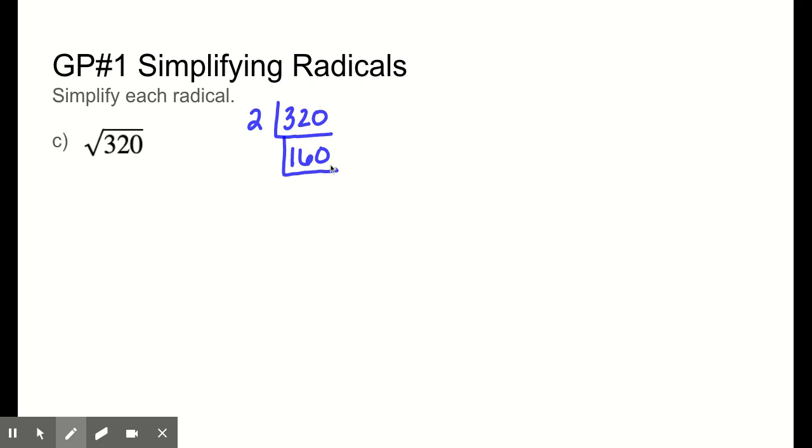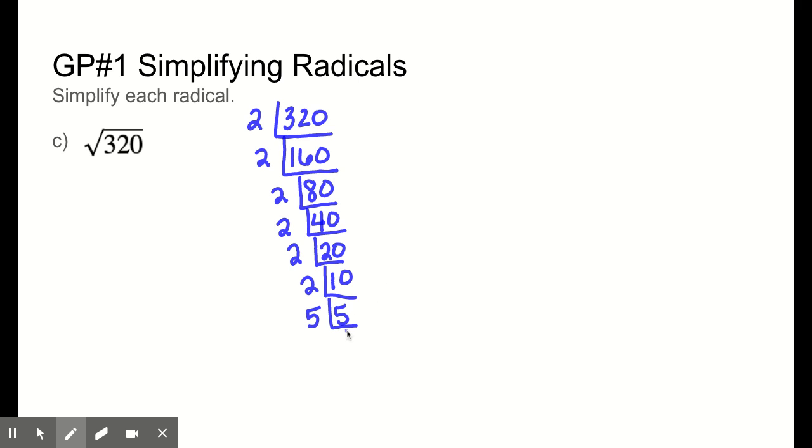Another even number, divide by 2 again. 160 divided by 2 is 80. Divide by 2 again. It gives us 40. Divide by 2 again. That gives us 20. Divide by 2 again, that gives us 10. Divide by 2 again, that gives us 5. 5 is not divisible by 2. 5 is not divisible by 3, but 5 is divisible by 5, and that gets us down to 1.